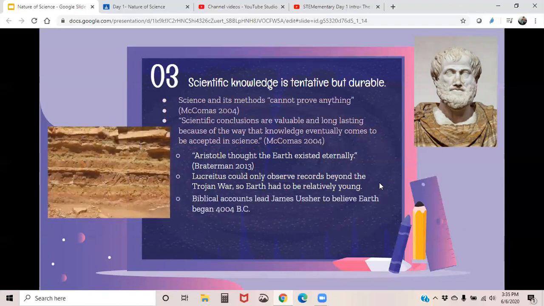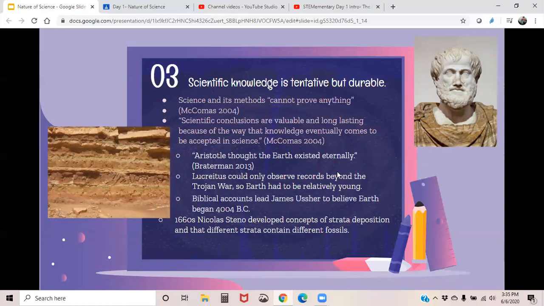And then biblical accounts, another historical observation, led James Usher to believe that earth began in 4004 BC. So we get a more exact time frame identified there. And then this process continues. In the 1660s, Nicholas Steno developed concepts of strata deposition and how those different strata contain different fossils. And so understanding this process of how layers of strata build on top of other layers of strata led to the principle of horizontal layering that occurs.